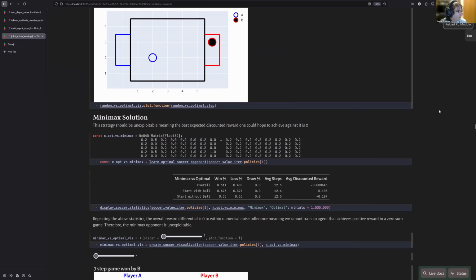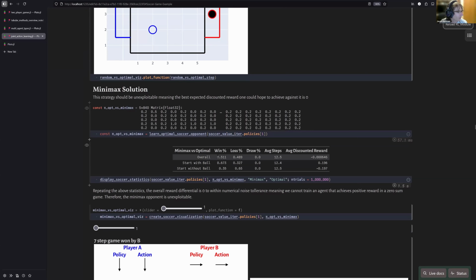Now we can do the same exact thing with the minimax opponent. So here we're going to learn the optimal opponent to the minimax player. Now, again, what the minimax opponent does is it makes it so you can't get net positive reward. In this case, the win rate is actually slightly above 0.5, but we can see the reward value here is slightly negative. And if we run this multiple times, we'll see that this value, again, is essentially 0.